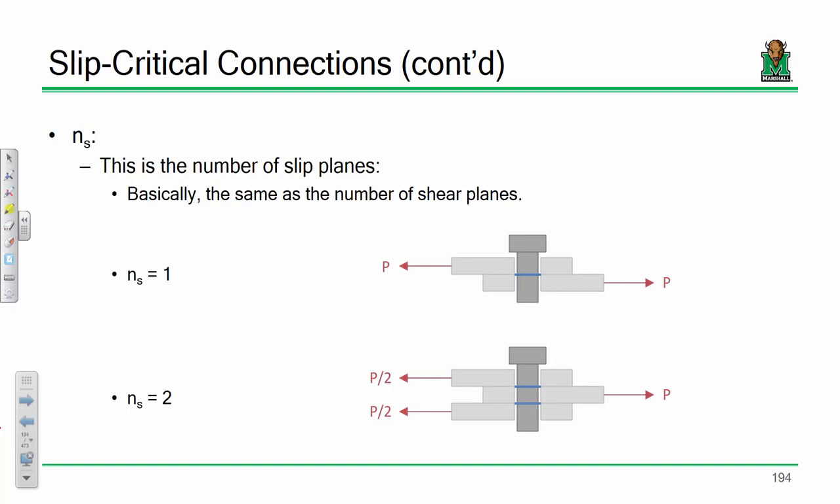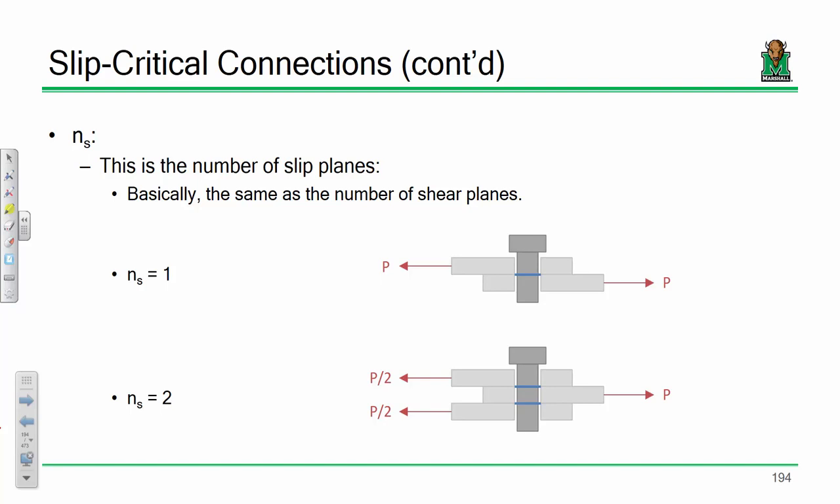N sub S is a little different as well. It's called the number of slip planes, but all that is just the number of shear planes. So N sub S is just the number of planes developed between pieces of steel connecting, but that's the exact same thing as the number of shear planes.